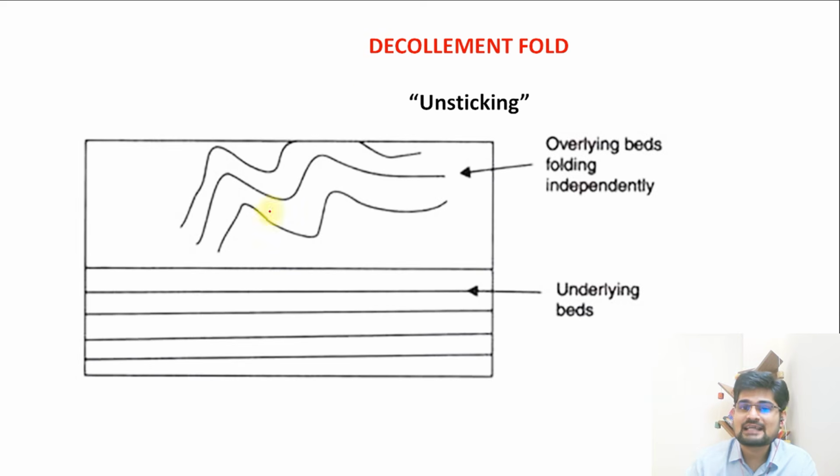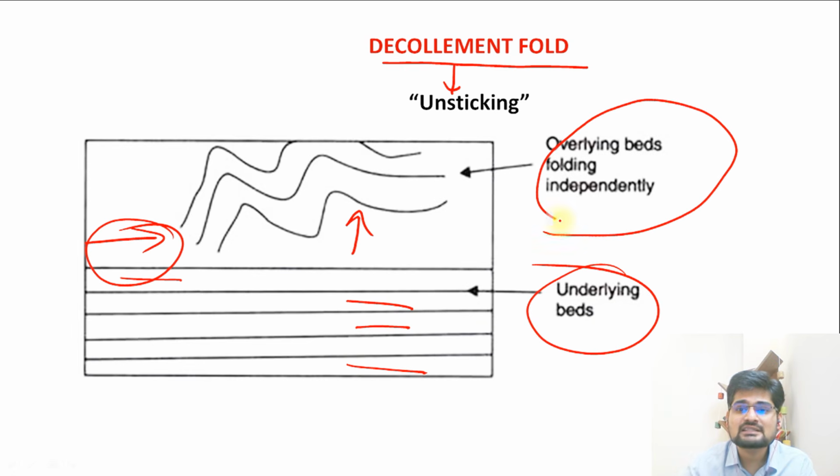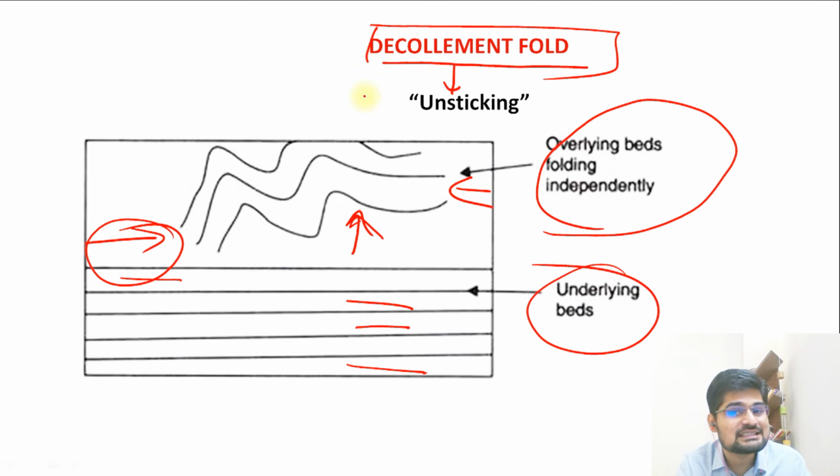The next one in this type is decollement fold. The word decollement basically means unsticking. What happens? These layers and the above layers are not sticking together. Now the upper layers have become mobile and these layers are stable. So underlying beds are stable, but overlying beds are folding independently. So this is important here. It is called decollement fold, that is, not sticking, unsticking.